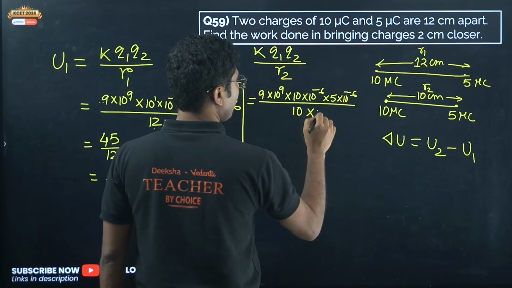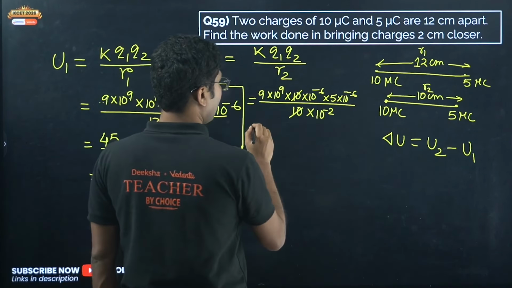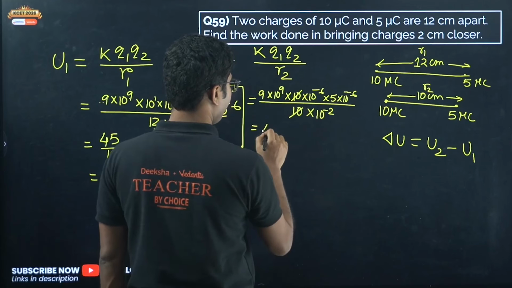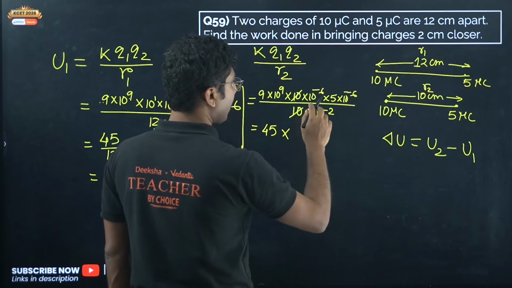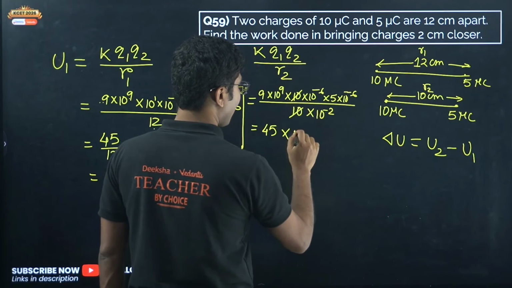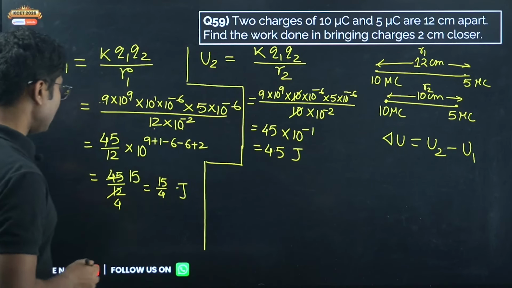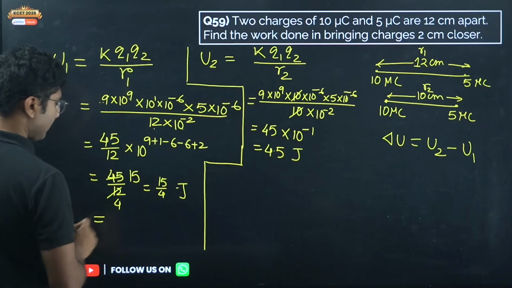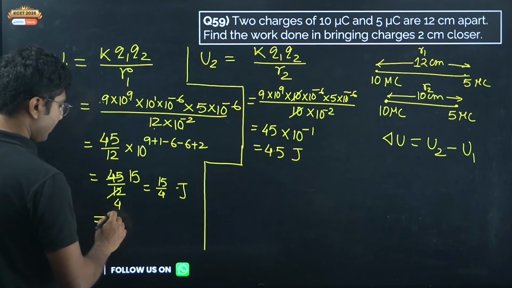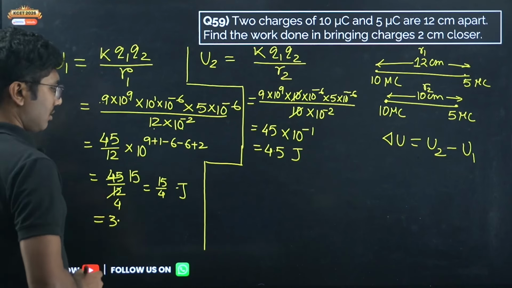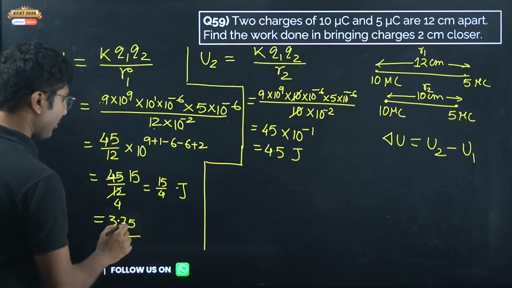10 into 10 to the power of minus 2. Okay, so this 10 cancels and we get 5 nines are 45 into 10 to the power of 11 minus 1, 10 to the power of minus 1, that is 4.5 joules. Okay, so initially, you have to calculate it, so let's see, 3 4s are 12, 3.3 by 4, 3.3 by 4 means 3.75. So this will be 3.75 joules.